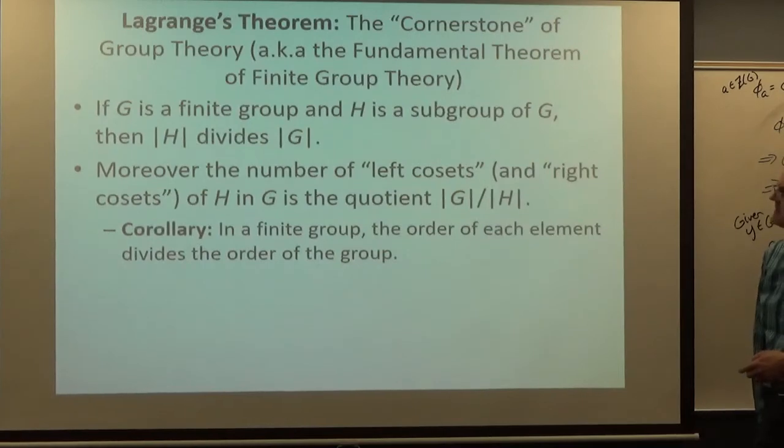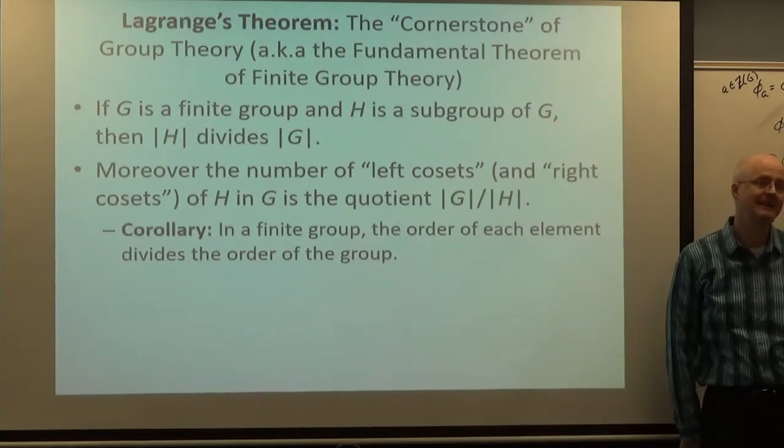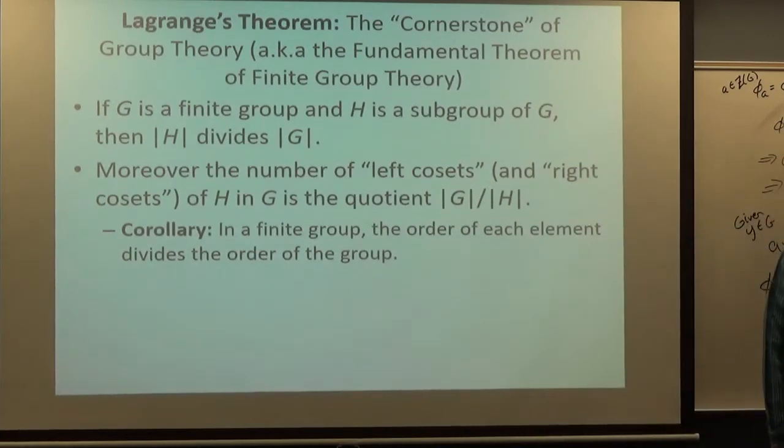A couple corollaries. One's easy to prove, one's harder. In a finite group, the order of each element divides the order of the group because an element of a given order is going to generate a cyclic subgroup of that order. So that subgroup's order has to divide the order of the group, so the order of the element has to divide the order of the group too.